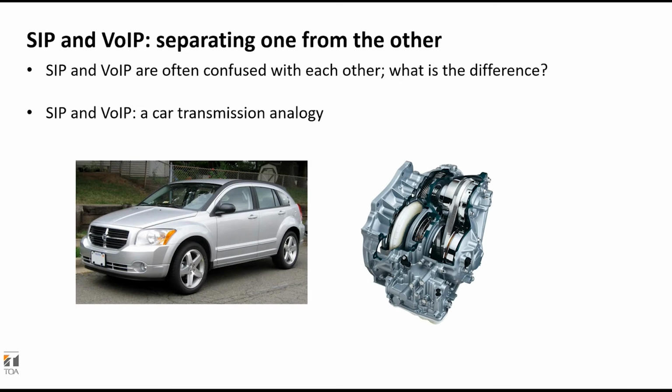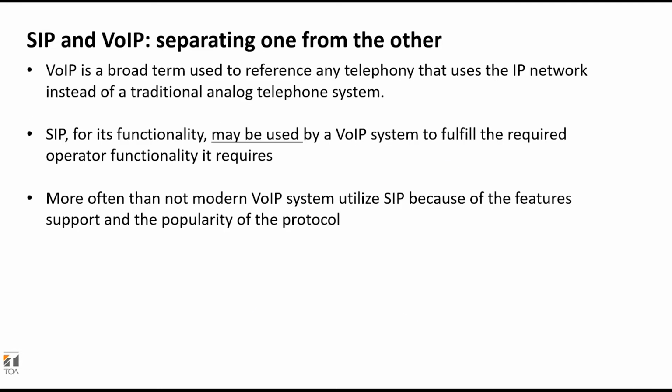Speaking of telephony, VoIP is another term that's often confused with SIP. So what is the difference between the two? VoIP is a broad term describing the telephony that is being implemented in IP. Instead of an analog telephone system, VoIP is the term that is kind of the corresponding thing for that in the IP domain.